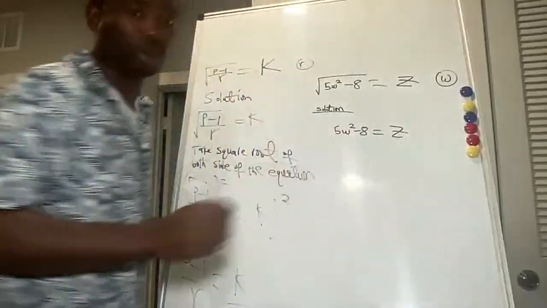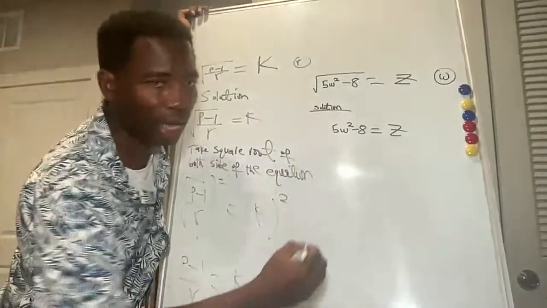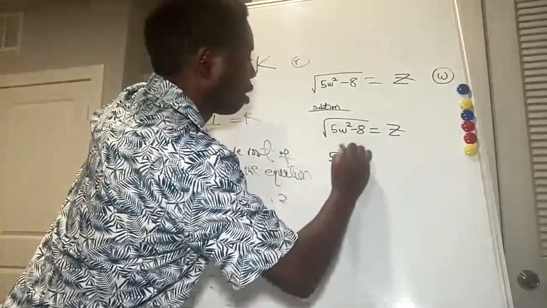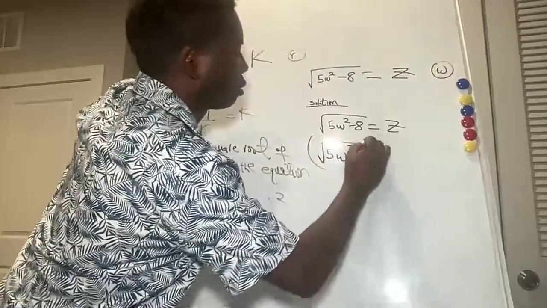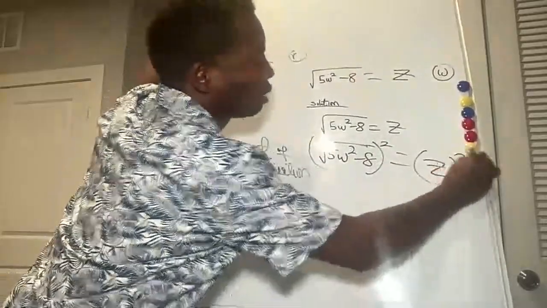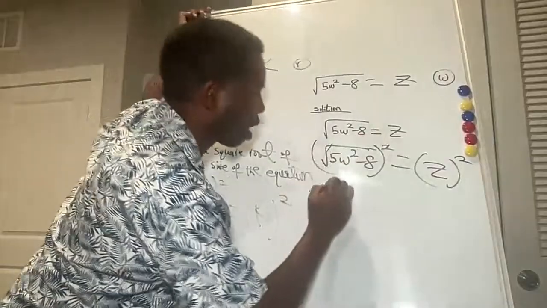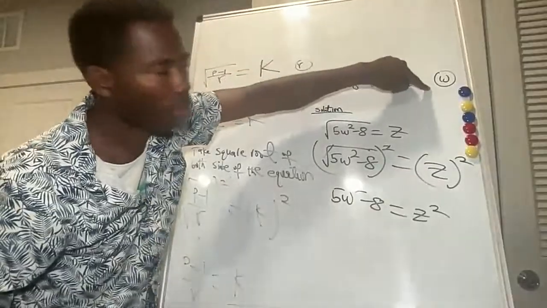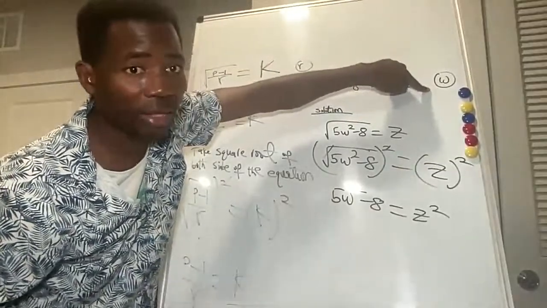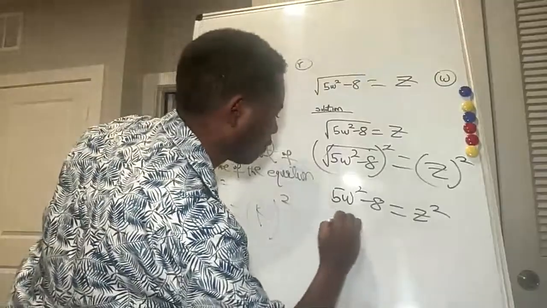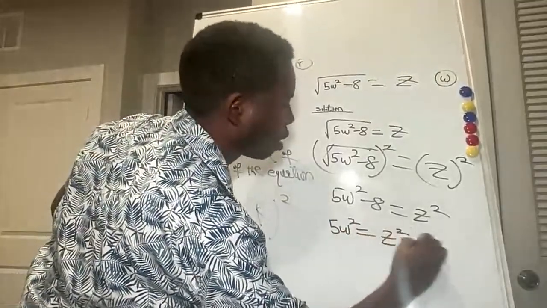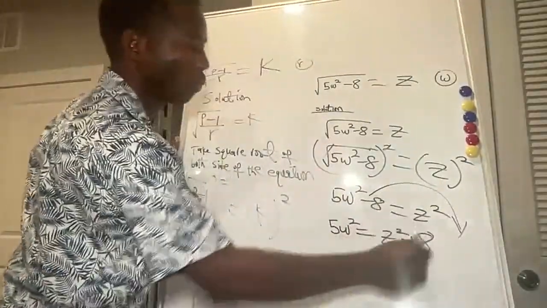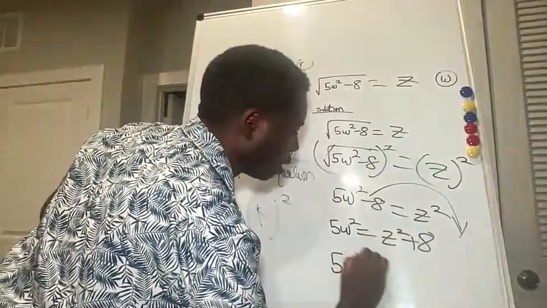So we have to square both sides, not take the square root of both sides. Square both sides. The 2 cancels the 2, we have 5W squared minus 8 is equal to Z squared. What are we making? We are making W the subject of the formula. So it will now be 5W squared is equal to Z squared plus 8, because 8 moves across the equals sign to become plus.